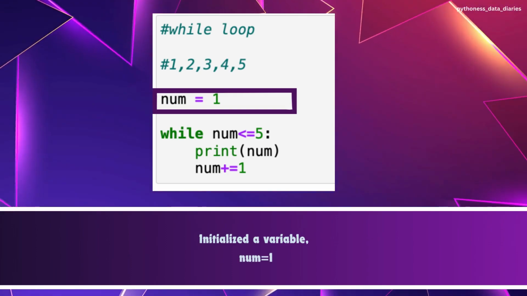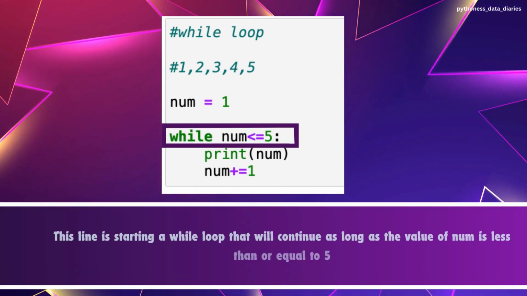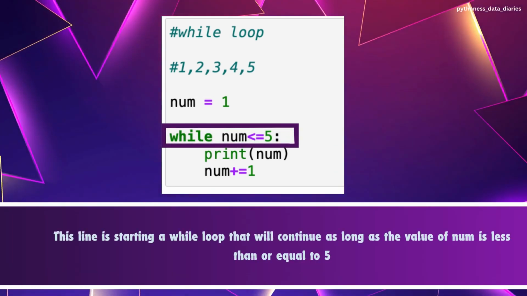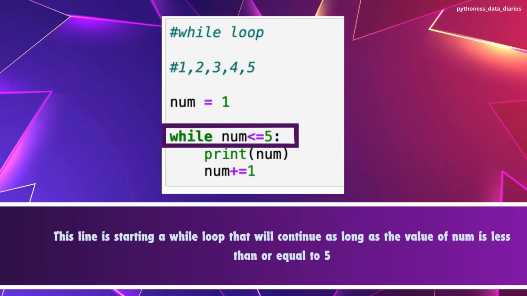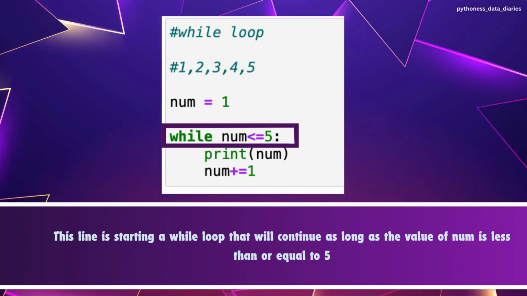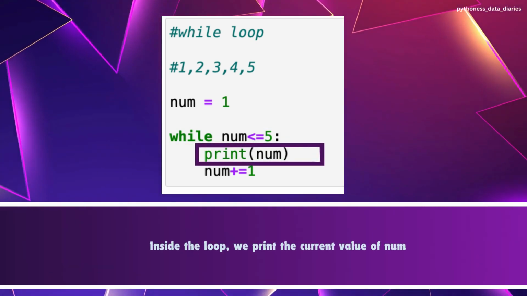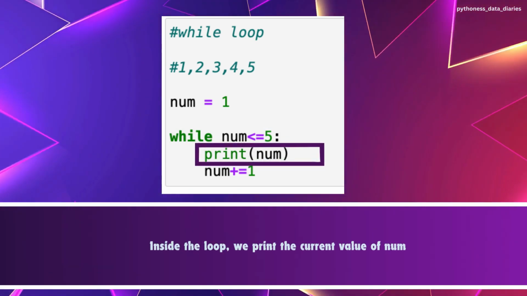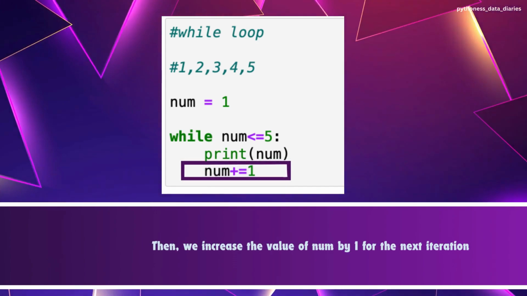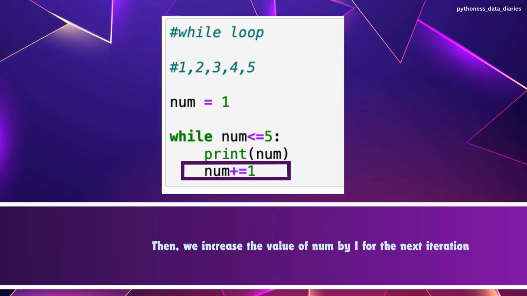Firstly, initialize the variable num equals 1. This line is starting a while loop that will continue as long as the value of num is less than or equal to 5. Inside the loop, we print the current value of num. Then we increase the value of num by 1 for the next iteration.